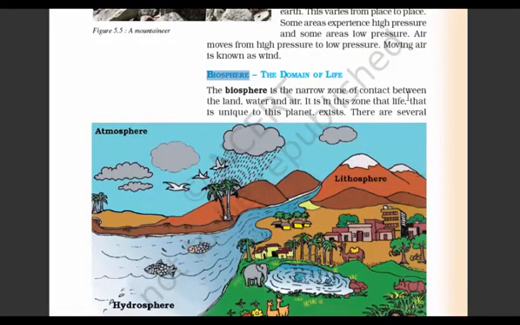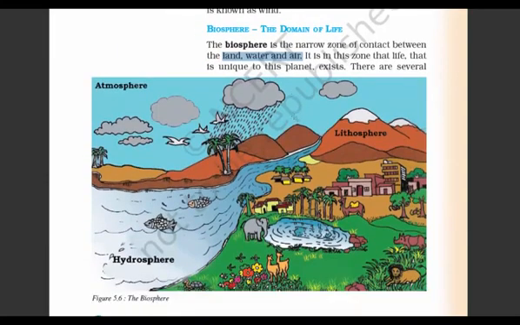Coming to the last topic, biosphere. The biosphere is the narrow zone of contact between the land, water and air. So this is very important. The combination where land, water and air comes together is called biosphere. It is this zone that life that is unique to this planet exists.